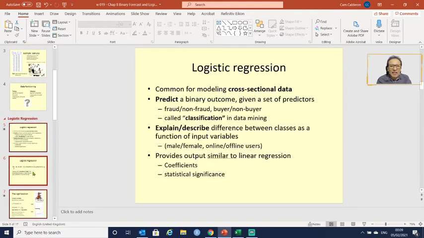We already said that is binary outcomes. Yes, so what can we do? We can model cross-sectional data, meaning that we can model very interesting results not just in time but in cross-section data. We can also predict binary outcomes, for instance, fraud or non-fraud, buyer or non-buyer.